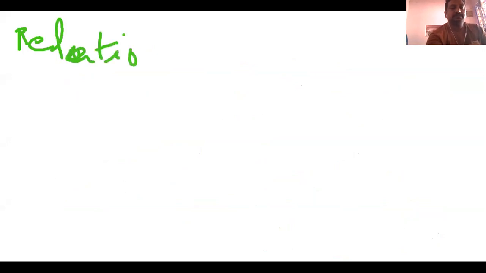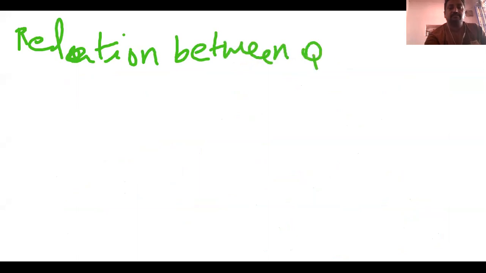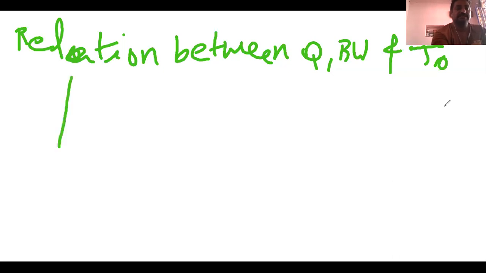Relation between quality factor, bandwidth, and resonant frequency, F0. So these things we need. Here, first we start with this. I'll give some analysis, then I'll go to this first of all. So what is that analysis?